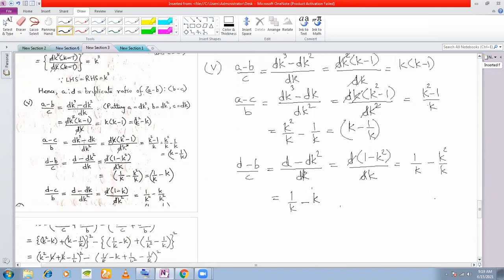C is dk square. C is not dk, it's dk square. So you get 1 by k square minus. So this is 1 by k square minus 1.